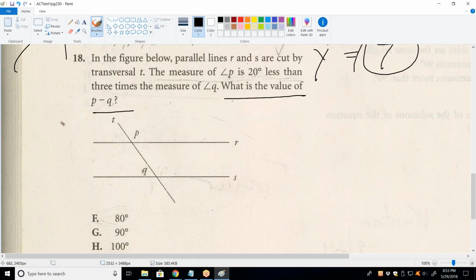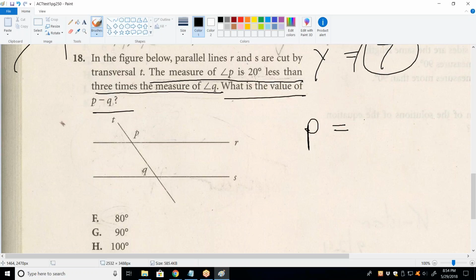Put this into an equation. Okay. Got a sentence right there. P is equal. Equal means equal. What's 20 degrees less than 3 times Q? How do I write that?